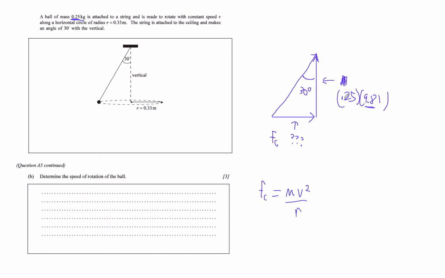Now, there probably is a way to do this without even using the m, because I'm noticing that we're using it to find this, and then we're going to divide by it here. But once you find the length of this side using your cleverness, maybe tangent or something like that, you're going to use that force, and then you know the mass, you know the radius. They tell you the radius is 0.33.